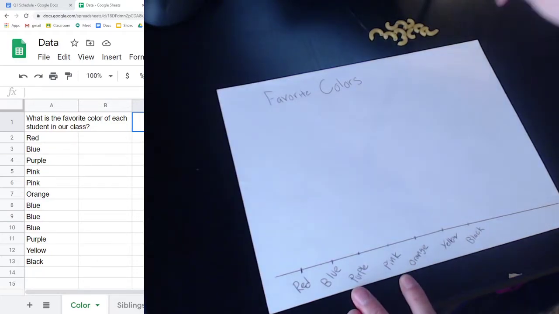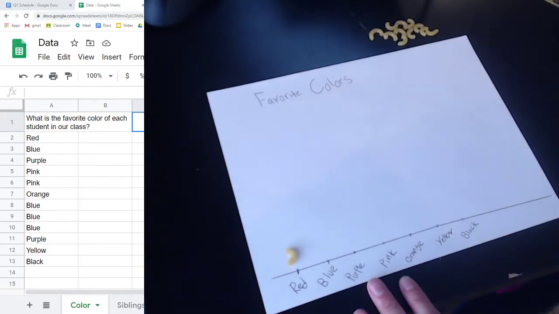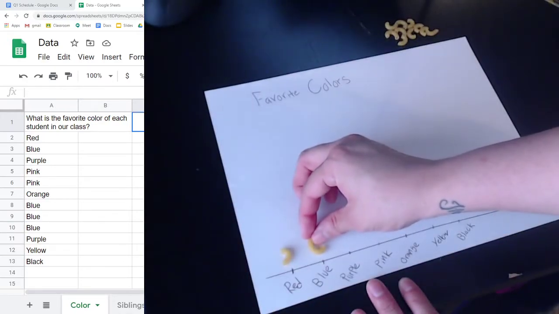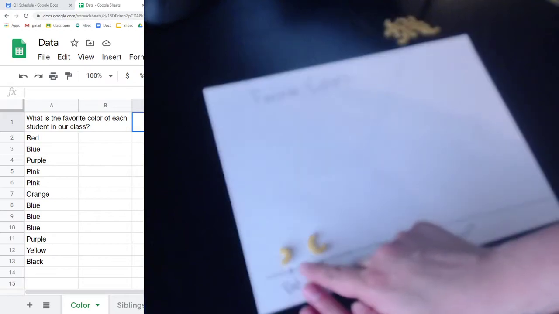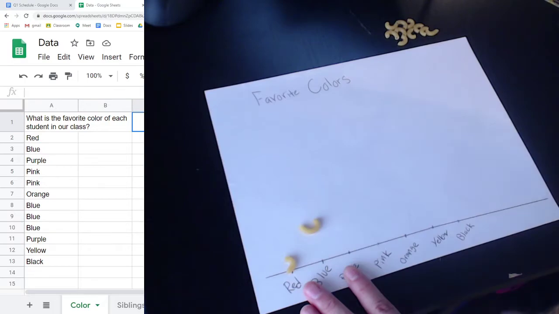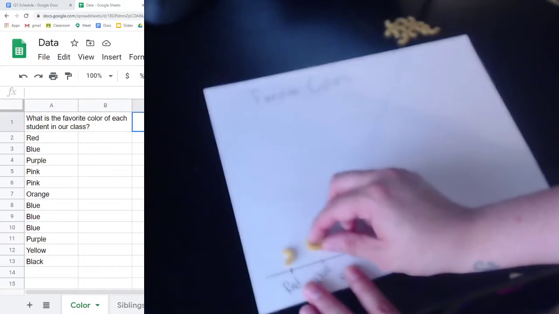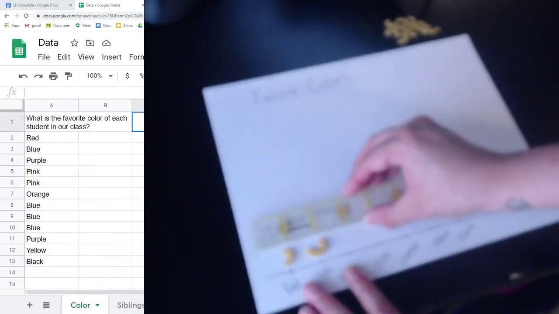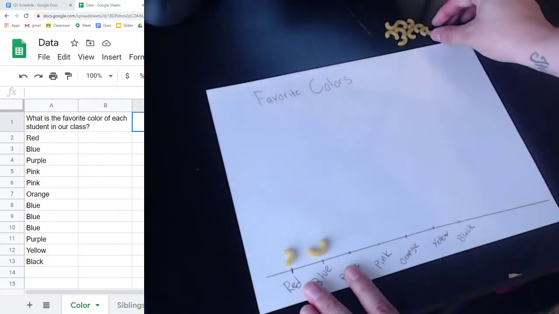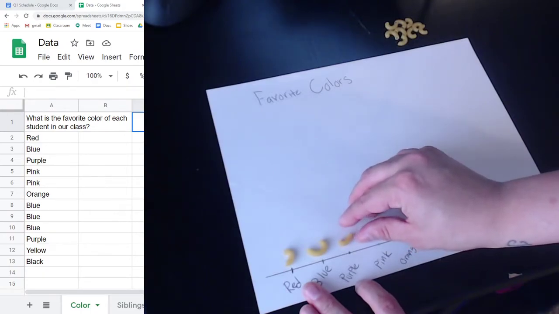So our first dot is our first data point. The first student said red. So I'm going to place a macaroni above red. Our next student said blue, so I'm going to place a macaroni above blue. And it's really important that these line up. I don't want one down here and one up here. That won't help us when we're visualizing this graph. We want them kind of in the same line. So kind of line them up like so. Okay, next is purple. The same thing, it needs to kind of be on the same line horizontally.